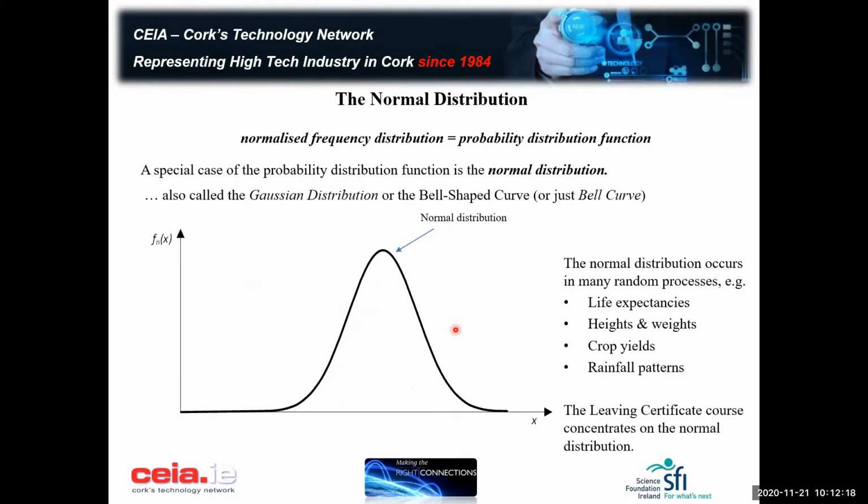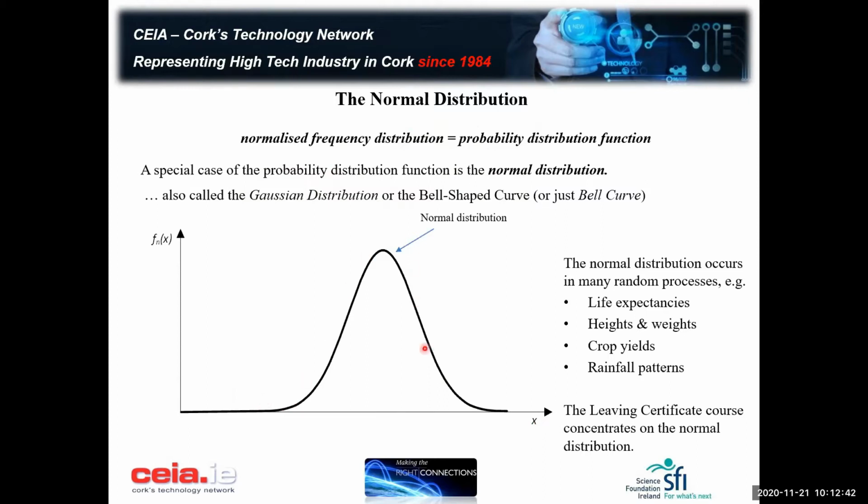Now, the main frequency distribution or probability distribution function that we'll use in this course is the normal distribution. It's the most commonly used one in statistics. You might hear it called a Gaussian distribution or a bell-shaped curve or a bell curve. And it takes this general shape.